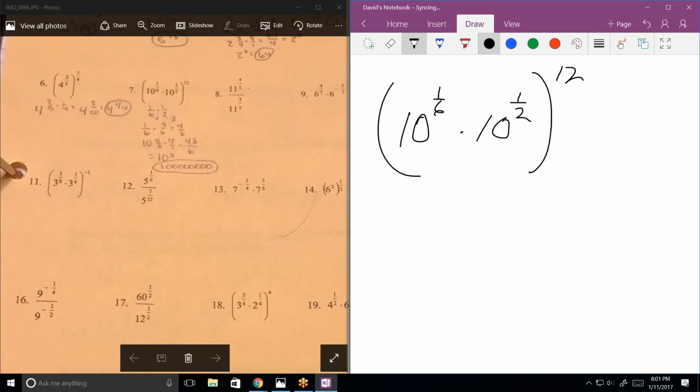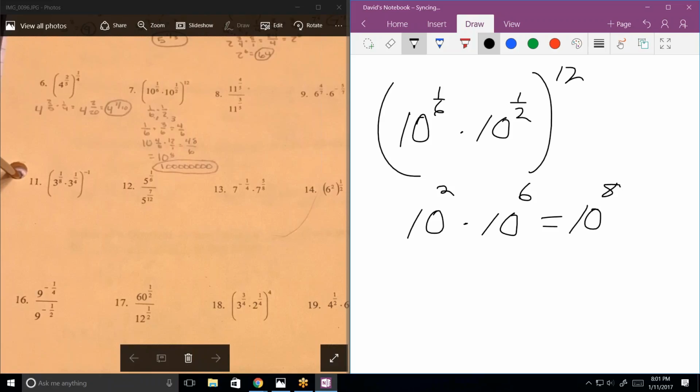12 times 1/6 is what? 2. Thank you. So that becomes 10 squared. What's 12 times 1/2? 6. That becomes that. And now when you add them, that makes it much easier, isn't it? That is a lot easier.